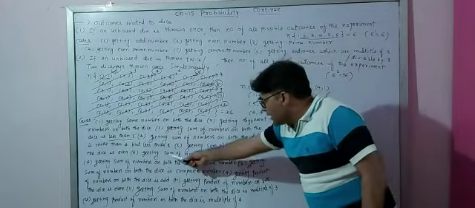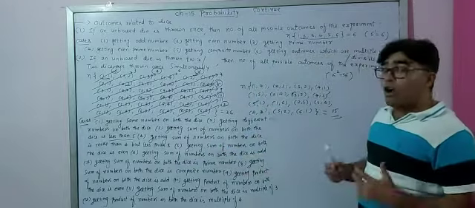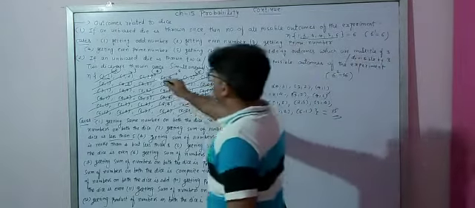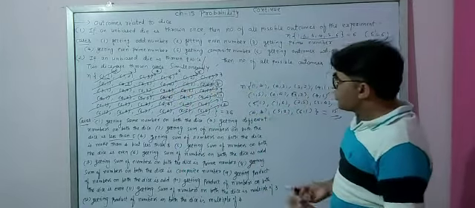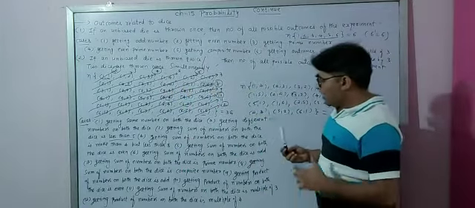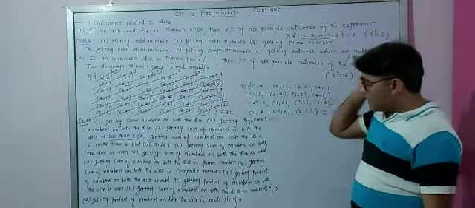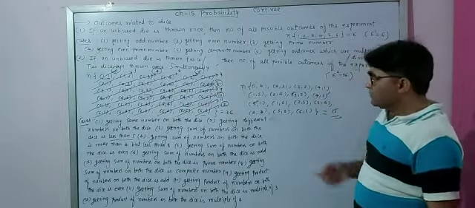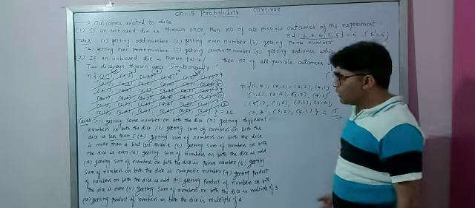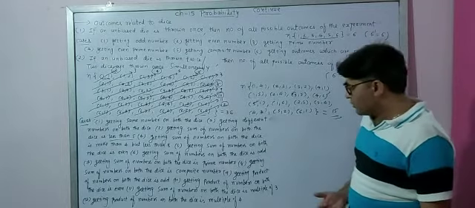Now sixth case, getting sum of number on both the dice is odd. It means that should be 3, 5, 7, 9 and 11. So the rest of the outcomes, that is sum of number on both the dice is odd. So 18 outcomes will be included in that case also.